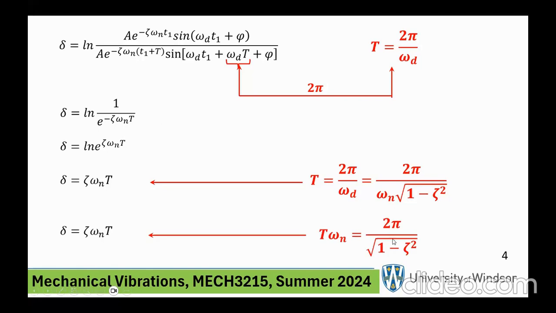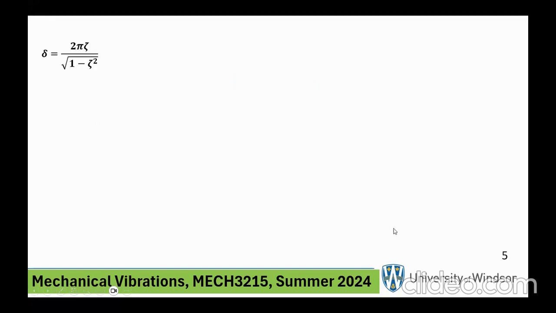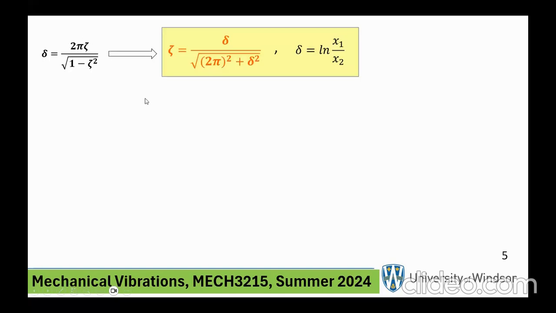All right? So this thing, omega n times big T, we can replace with 2 pi over square root of 1 minus zeta squared. There we are. That's it. We know delta because you're looking at the graph. We have two consecutive peaks on the screen. Take the natural log of the ratio of the two. We know delta. The only thing that we don't know in this expression is zeta. So you can solve for zeta. It's just basic algebra, right there.